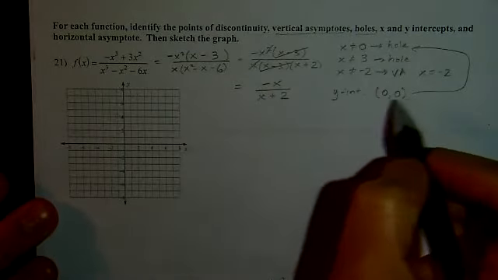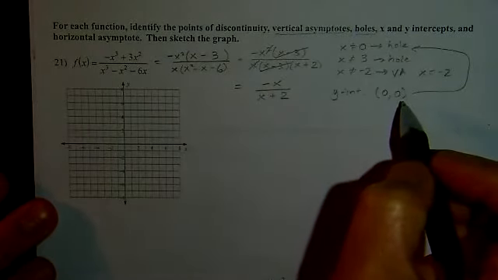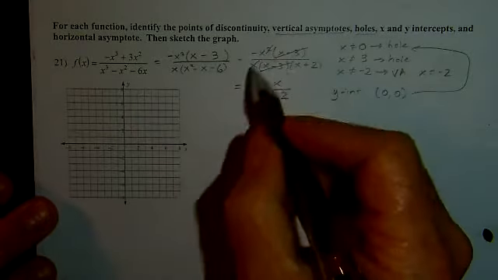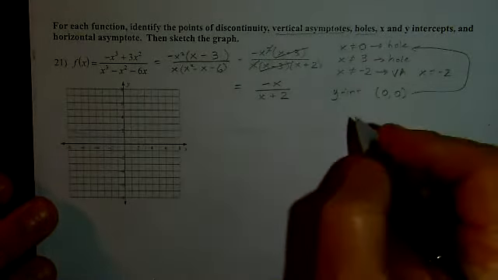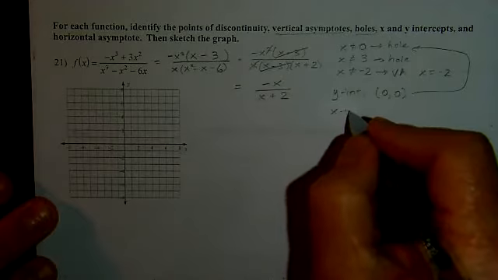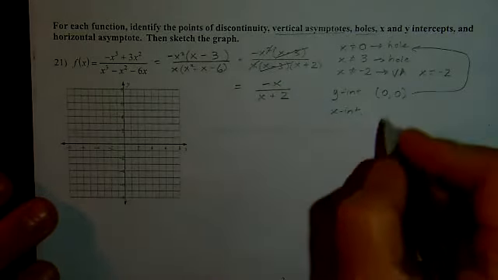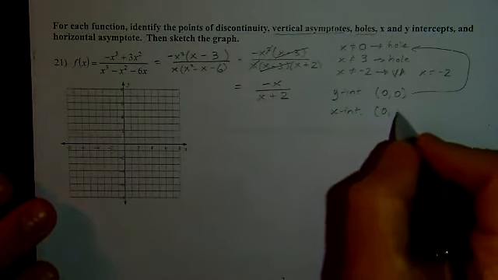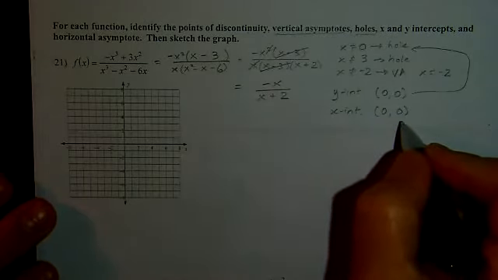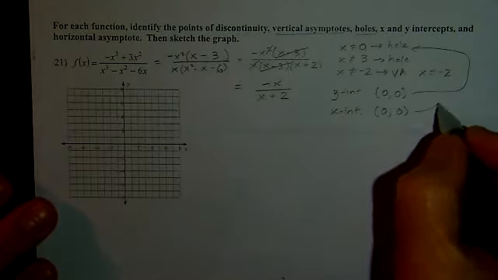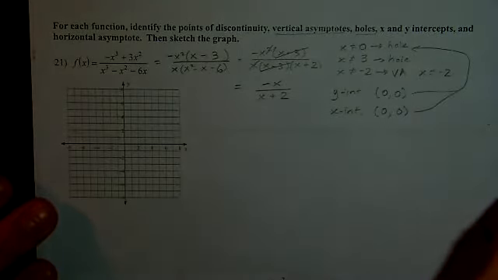And that's the location of the hole. It's where it would be, right, if I didn't have this value of x that I had to cancel. Okay, and then the x-intercept, we would set the top equal to 0. Well, once again, the value of x that would make the numerator equal 0 is the origin, which, as we already know, is a hole in the graph.